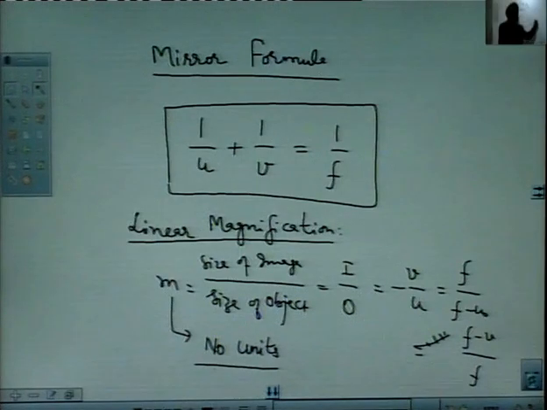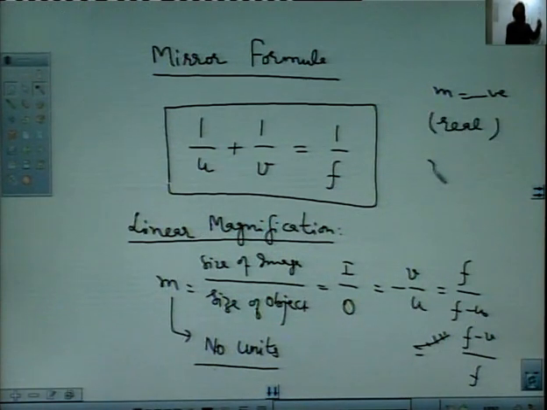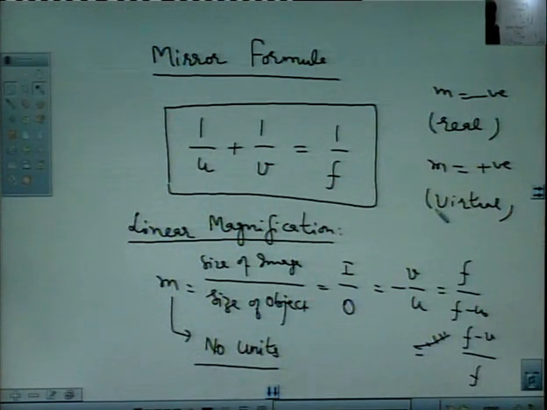If this M is negative, image is real. If this M is positive, image is virtual. So, whether you are given real image or virtual image, you will have to take M according to that. You will have to take it negative or positive, what is given in the problem.